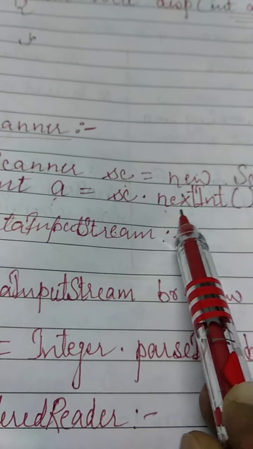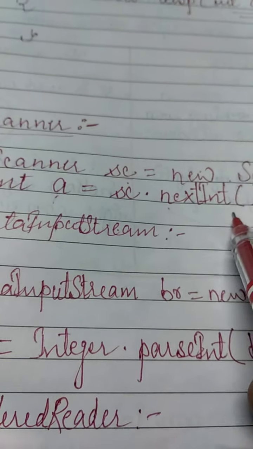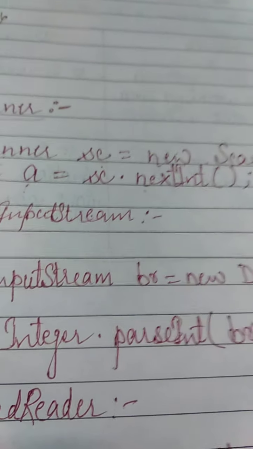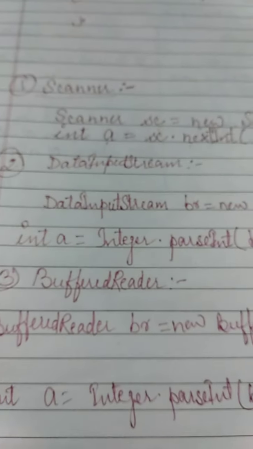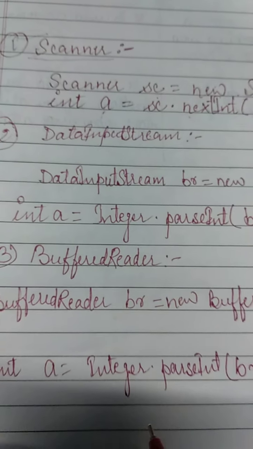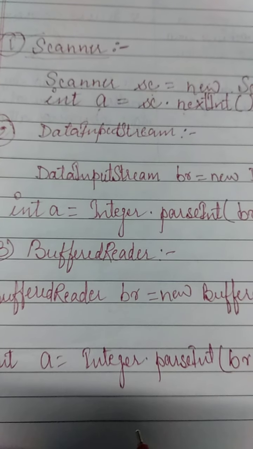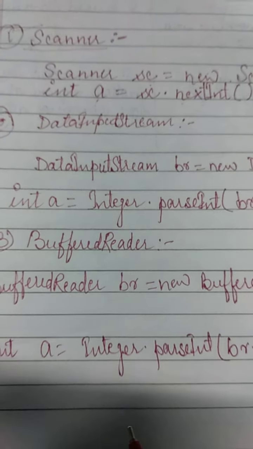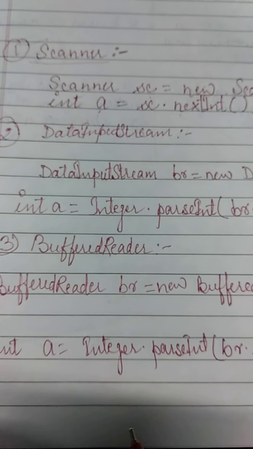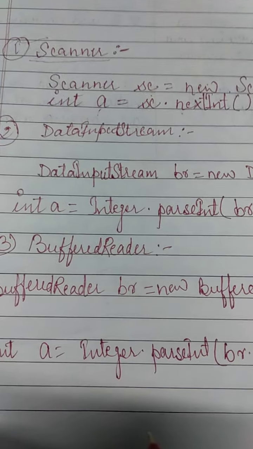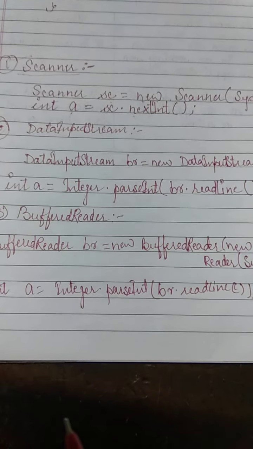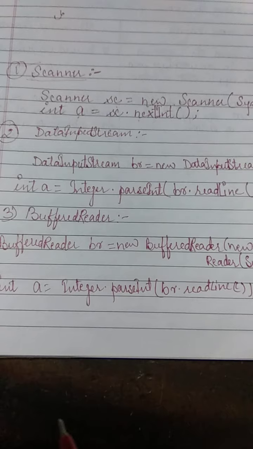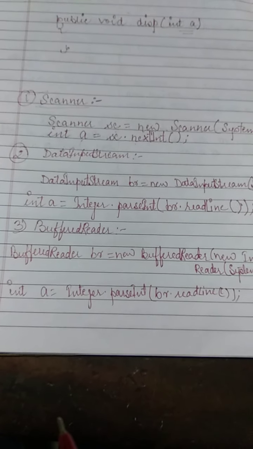In the Scanner class, this nextInt already takes the value as an integer. But in the case of BufferedReader and DataInputStream class, we need to convert the value forcefully into an integer. So we use a function called Integer dot parseInt. So these are the three ways through which we take input from the user.